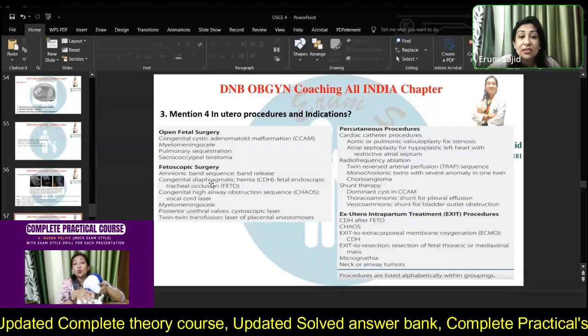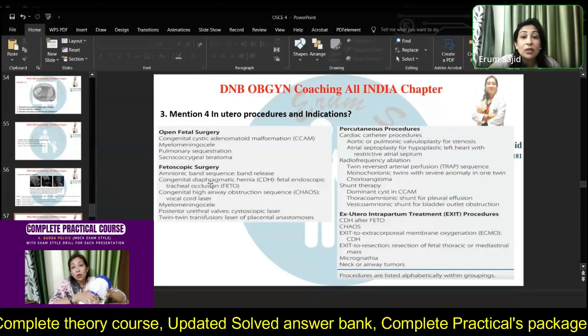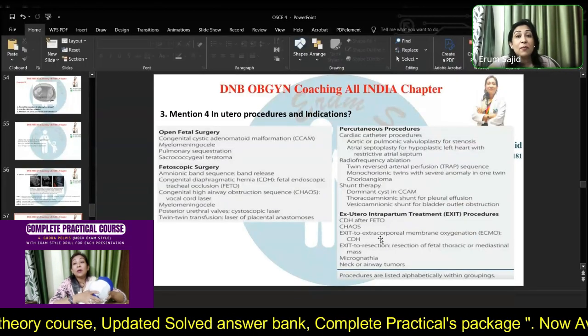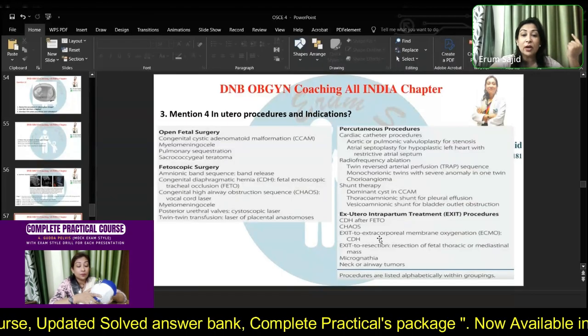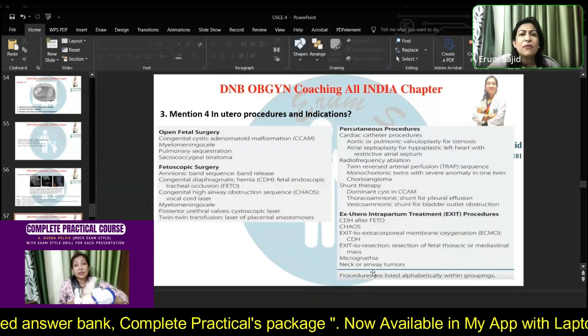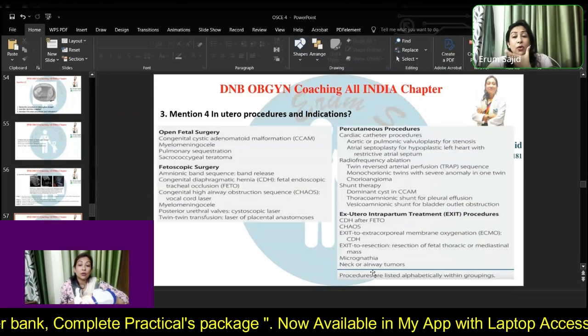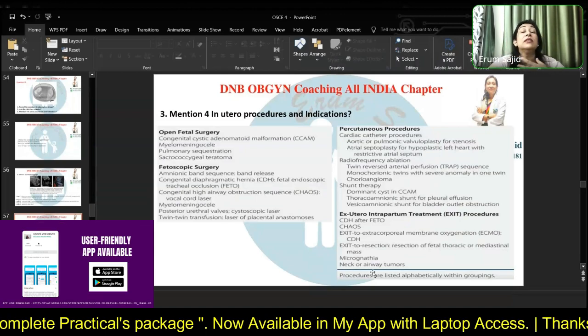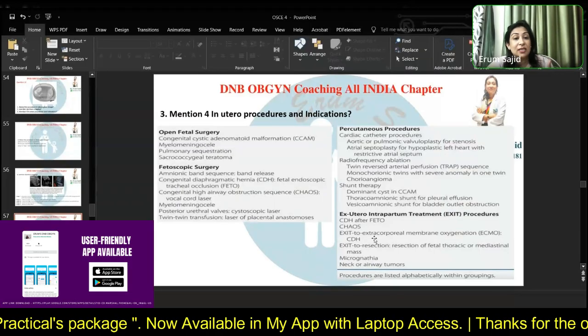If that gets blocked or does not work, so in congenital diaphragmatic hernia, you do an intubation, then you take out the baby. So that's called EXIT procedures, right? Or in case of very small jaw, micrognathia, neck tumors, airway obstruction, you do EXIT procedures.